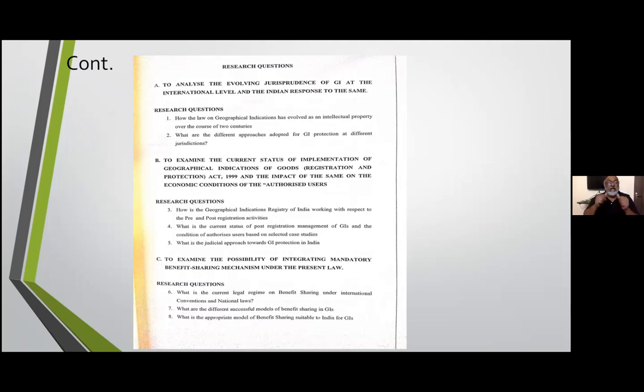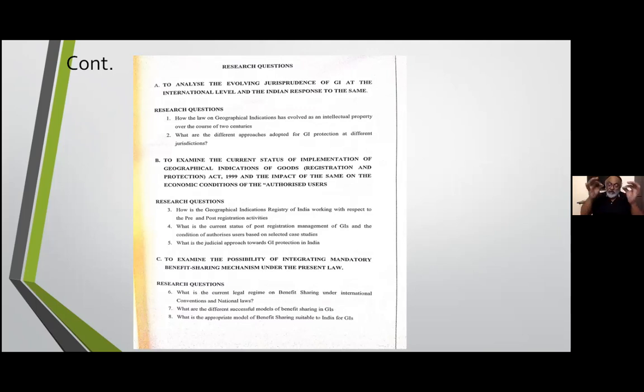The first research objective here is to analyze the evolving jurisprudence of the GI at the international level, and the Indian response to the same. GI is basically geographical indications. So based on this objective, what are the research questions framed by the researcher? First we are analyzing the evolving jurisprudence, so the question would be how the law on GI has evolved as an intellectual property, and what are the different approaches adopted for GI protection in different jurisdictions. So basically, how the entire jurisprudence has evolved, what its position is right now, and what approaches different countries have adopted. Based on the research objective, the researcher has given apt research questions.